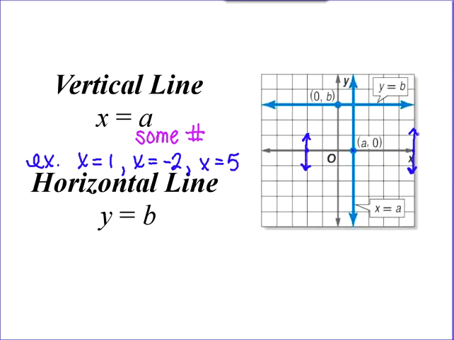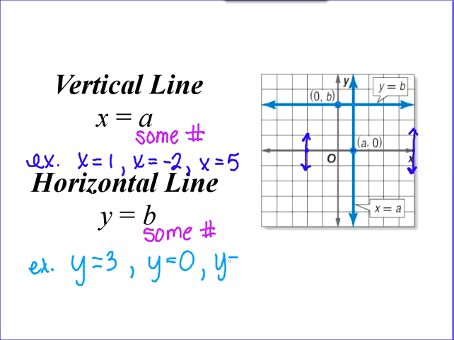Now a horizontal line, on the other hand, horizontal means it goes this way, like the horizon. If you ever get confused about those, vertical usually means up. Horizontal is like the horizon, that the sun comes up over. Once again, that equation is y equals some number, that is what b is. And an example would be, let's pick a different color, y equals 3. So these would be examples: y equals 3, y equals 0, y equals -3.